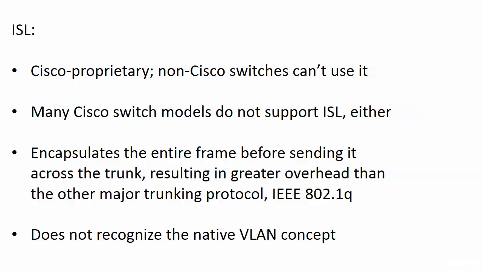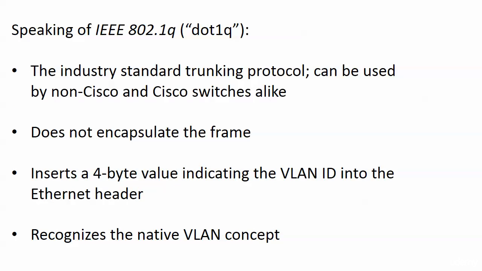One big reason for ISL not being particularly popular is the amount of overhead you get with it, because it encapsulates the entire frame before sending it across the trunk. That might not sound that bad, but compared to the other major trunking protocol, IEEE 802.1q, which doesn't do anything like that, you have much greater overhead with ISL. Also, ISL does not recognize the concept of the native VLAN. If you don't know what that is, I'm going to clear that up for you in about 20 seconds. But right now, we're going to talk about .1q.